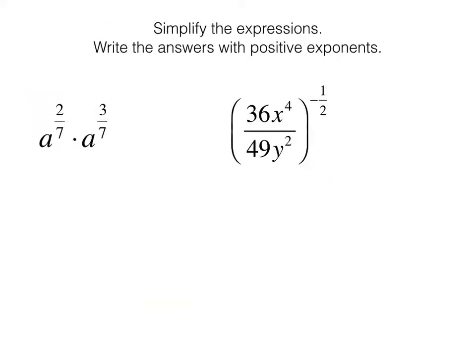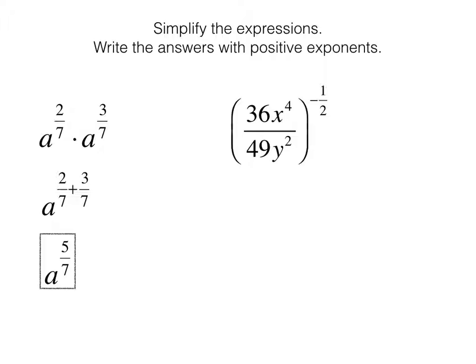Okay, in the last slide here, we're going to be dealing with some rules of exponents to refresh your memory. Remember in the first example, when you have like bases and you're multiplying them, you add your exponents. So this one is a to the 5/7. It did not say to write it in radical form, so it's okay to leave it with this rational exponent.